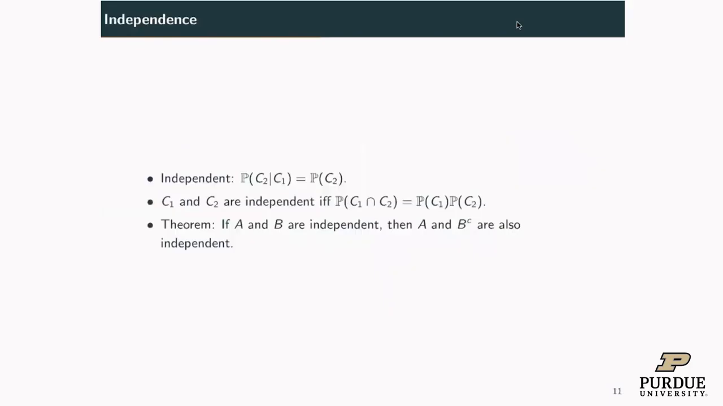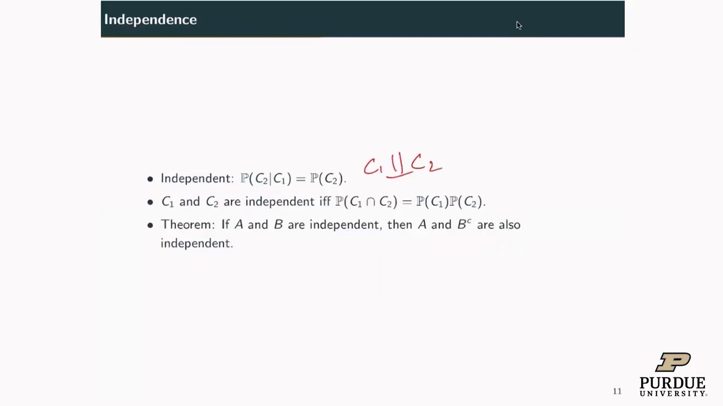Next, let's talk about independence. What's the meaning of independence? C1 and C2 are independent. That means whether you know C1 happens or you don't know C1 happens, the probability of C2 does not change. So the probability of C2 given C1 is equal to the probability of C2. That means C1 and C2 are independent.